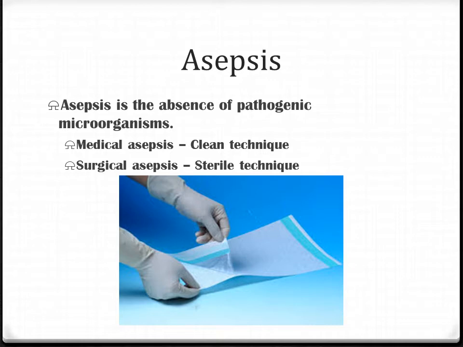It requires you to wash your hands, wear clean gloves when handling body fluids, keep fingernails short and keep hair pulled back. Whereas surgical asepsis is sterile technique. It destroys microorganisms and their spores. Items that have undergone a process to eliminate all microorganisms are sterile.